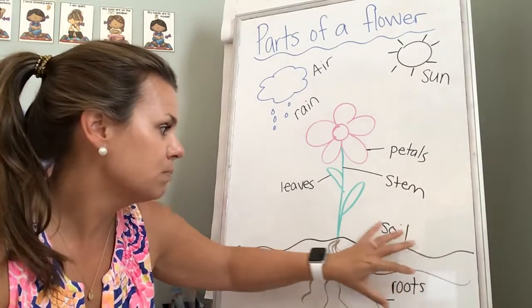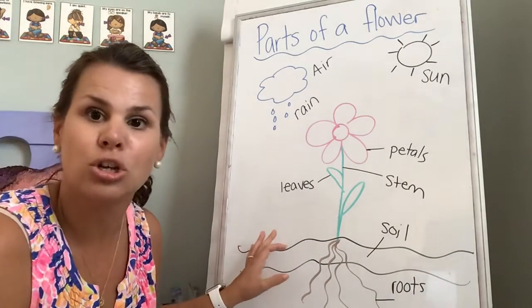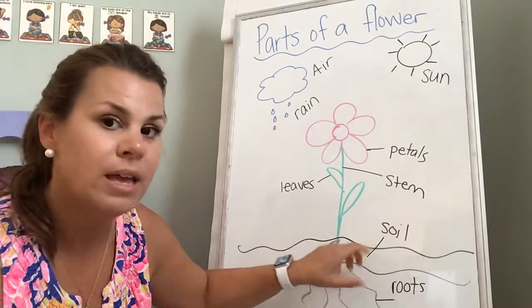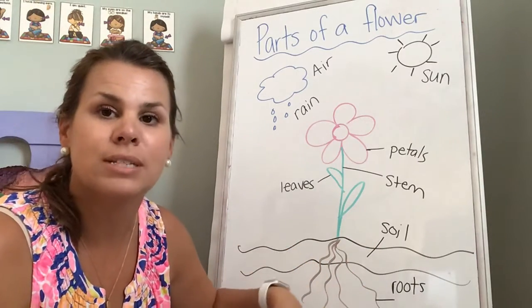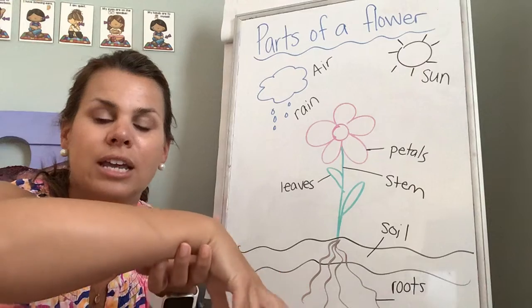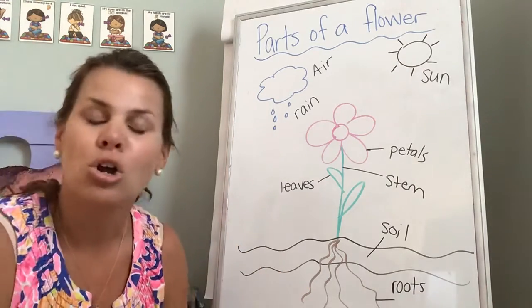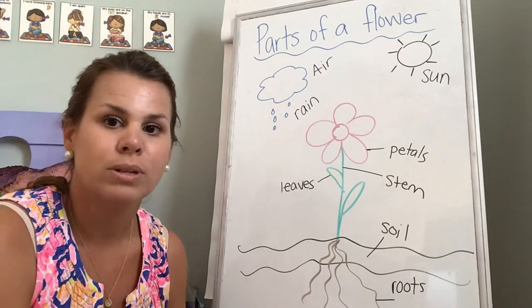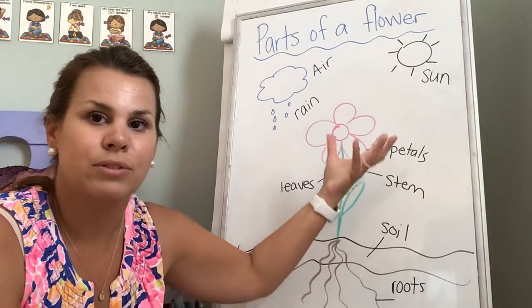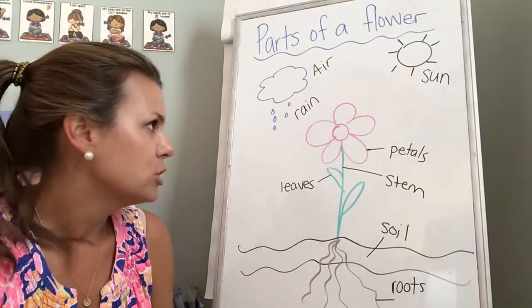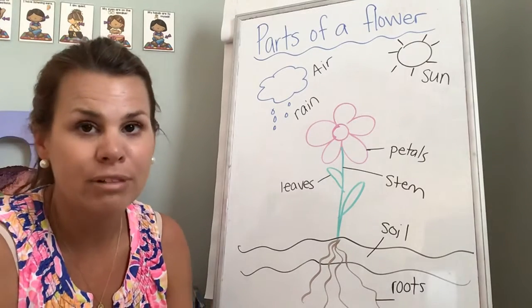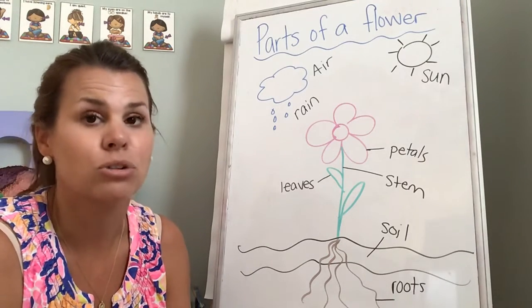Then the plant is planted in the dirt, or what we call the soil. And down underneath the dirt, what holds the plant sitting straight up are called the roots. And the roots are what suck up the nutrients so that they travel up into the flower to bloom.